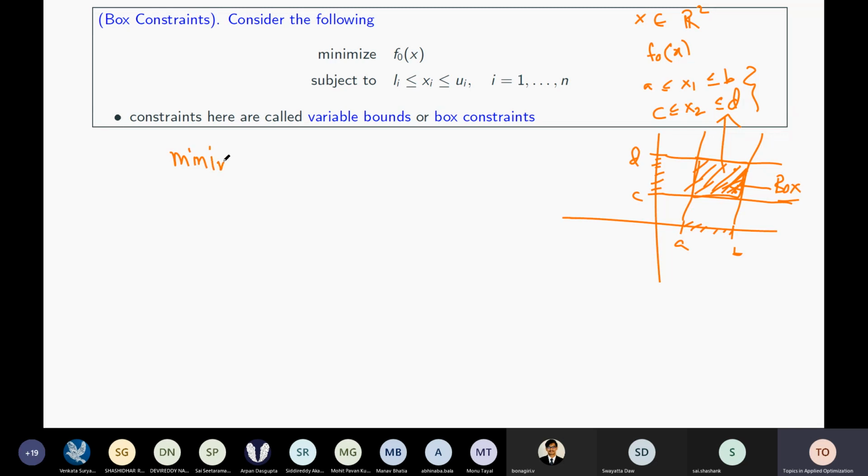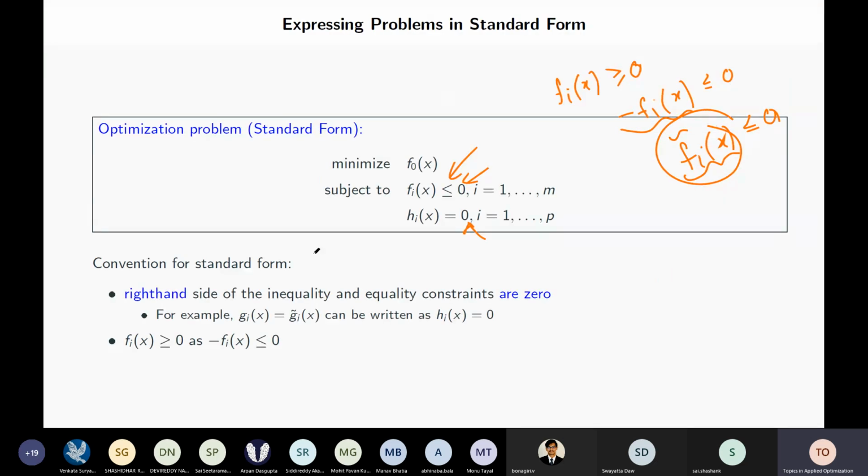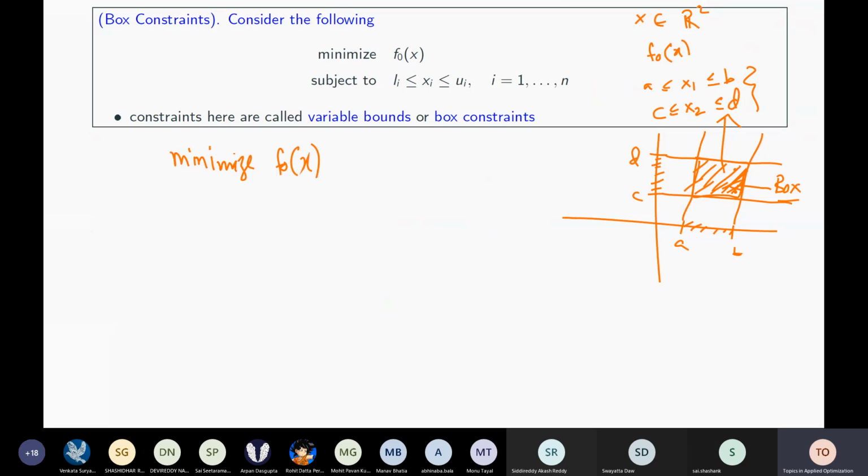So, minimize f naught x. Now, how can I write this in standard form? Standard form doesn't demand that you must have an equality constraint, but if you have one, it would look like this. That is the demand of the standard form. But in this case, the inequalities are like this, and what I want are inequalities like this. So what should I do, and what is my fi in this case? How can I formulate this in standard form?